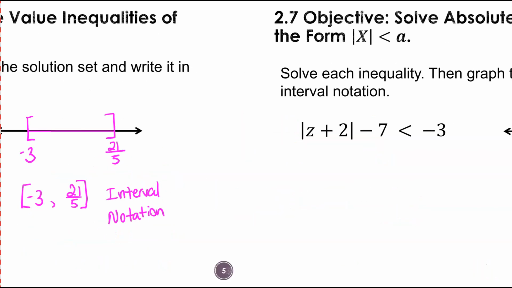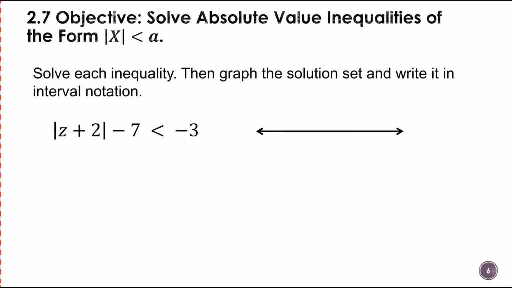Okay, next. This is still less than. We're still on the less thans on these. And notice that my absolute value is not isolated. The same rule applies as it did when we were solving equations. We have to isolate the absolute value before we try to set it up. It gets really confusing if you don't do that, and it's also not going to be accurate if you forget to get this set up right. So we have the absolute value of z plus 2 is less than negative 3 plus 7, which would be 4.